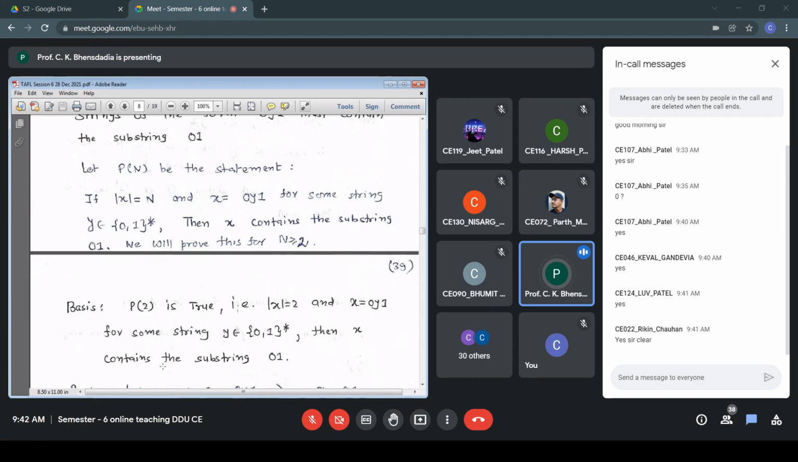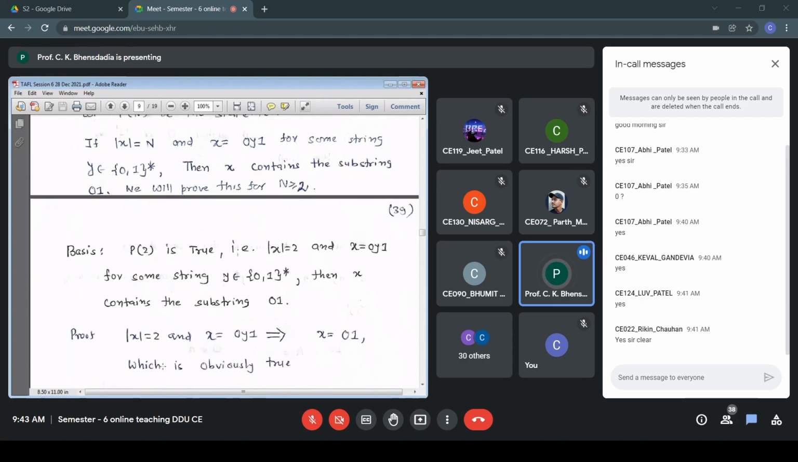Now length of x equal to 2 and x equal to 0y1. From this, it means y is null. So in this case y is null, so x equal to 01, and it contains the substring 01. So that is as simple as that.